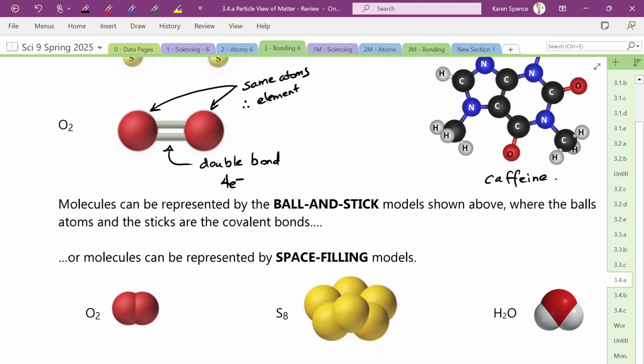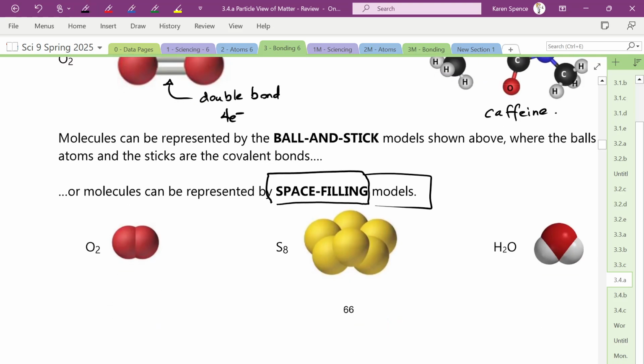There is another way of showing molecules where we don't actually show the covalent bonds as sticks. We just show the atoms overlapping each other. This is more accurate, but it can also be more confusing because everything starts to just get all smooshed up, right? These are called space filling models. And you can see here's O2, S8, H2O. It's really harder to picture what's actually happening in terms of the bonds. Plus, it's also harder to imagine S8 being a little crown. It's a little bit more difficult.